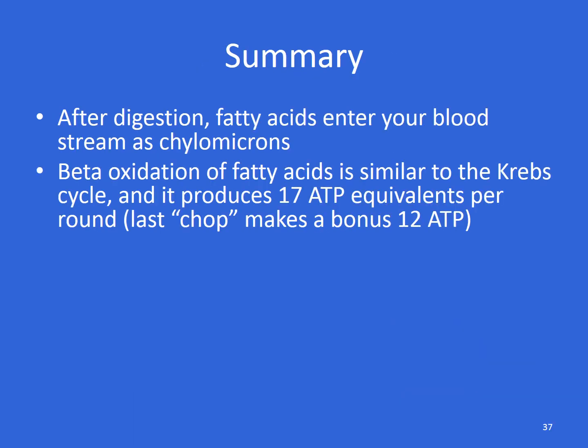Okay, let's summarize. After you eat, fatty acids enter your bloodstream as chylomicrons, and then they get stored eventually as triglycerides in your fat cells. And the usage of fatty acids as energy is called beta-oxidation. It's kind of similar to the Krebs cycle, and it produces 17 ATP equivalents per round, except for that last round, that last chop, which makes an extra 12 ATP in the form of acetyl-CoA.